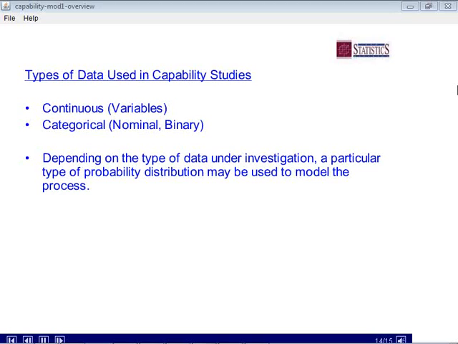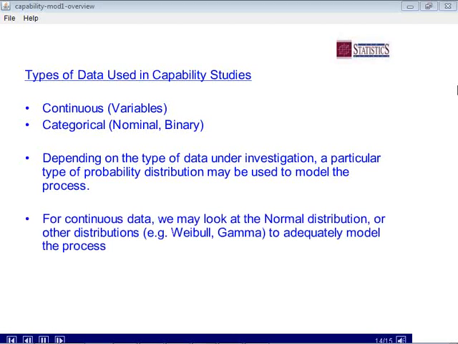Categorical data. We're able to put data into particular categories. Let's say that we're going to be considering nominal data. It's just like a particular grouping. It could be particular colors, or it could be particular days of the week, something like that. Nominal data, we're just putting it into particular categories. Binary data, let's say pass or fail, on time or wasn't on time, something like that. That would be a binary response.